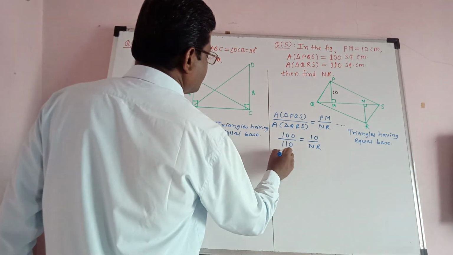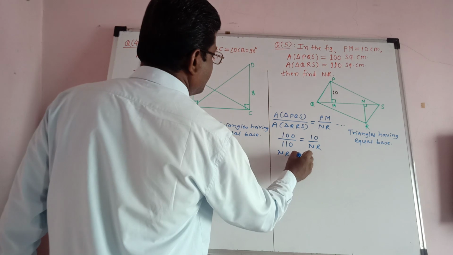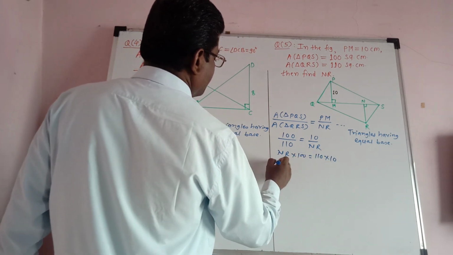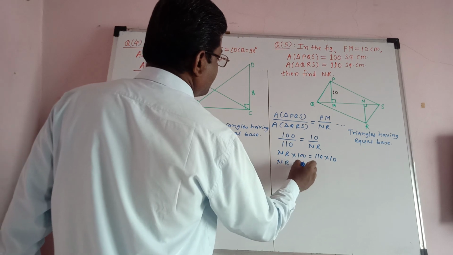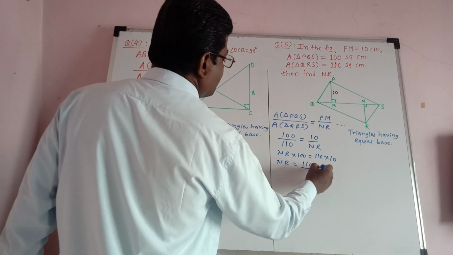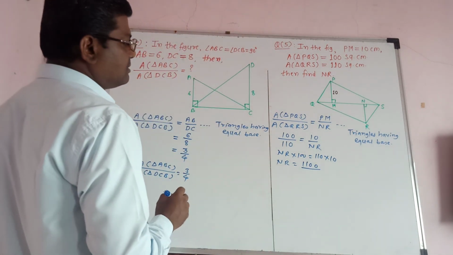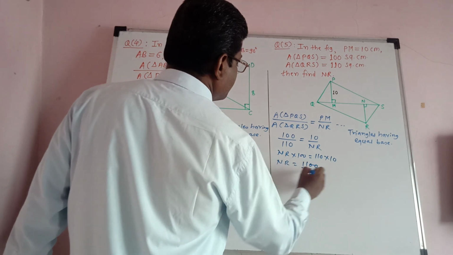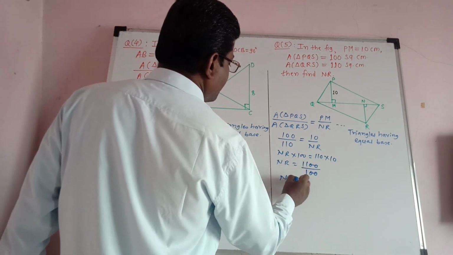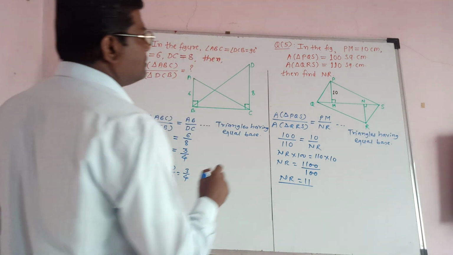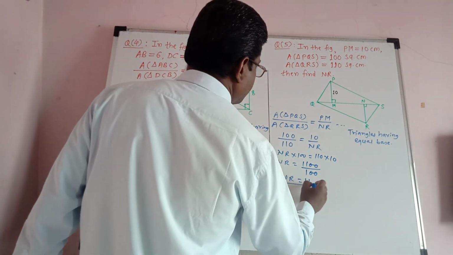Cross multiplication: NR into 100 is equal to 110 into 10. Therefore NR is equal to 110 into 10 is 1100 upon 100. Two zeros will cancel. Therefore NR is equal to 11. NR is equal to 11 centimeter.